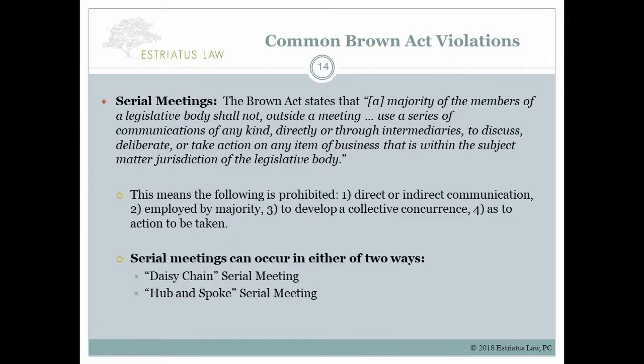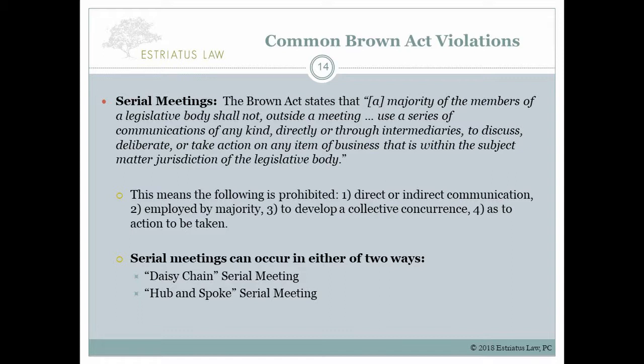And last, the most common Brown Act violation is related to serial meetings. The Brown Act states that a majority of the members of a body shall not, outside a meeting, use a series of communications of any kind, directly or through intermediaries, to discuss, deliberate, or take action on any item of business that is within the subject matter of the body. That means it's prohibited to have direct or indirect communication employed by the majority to develop collective concurrence as to action to be taken.